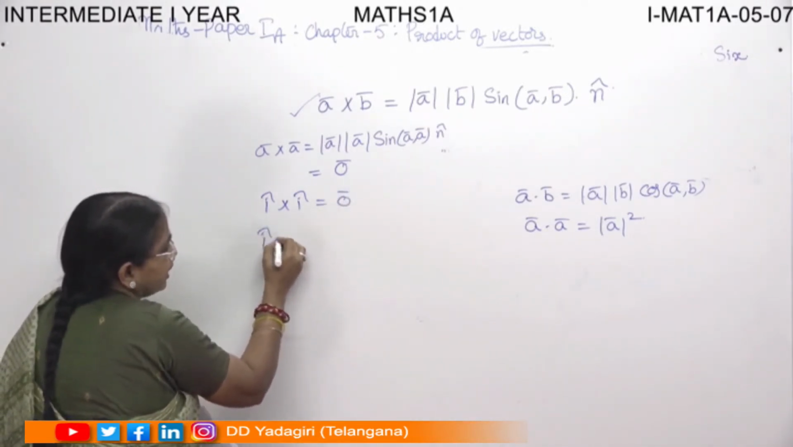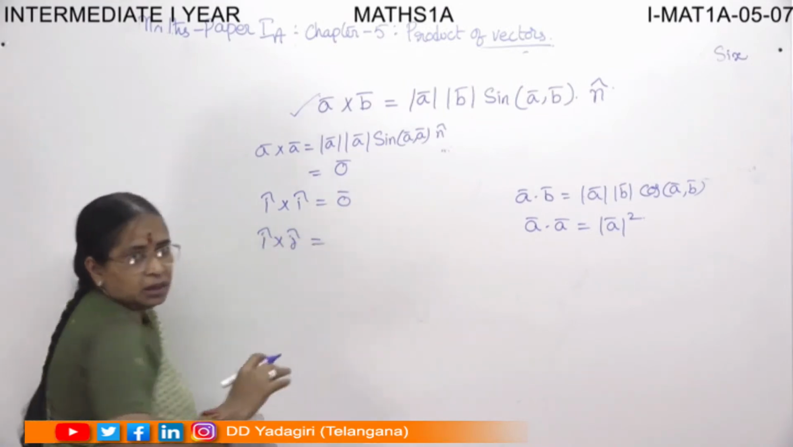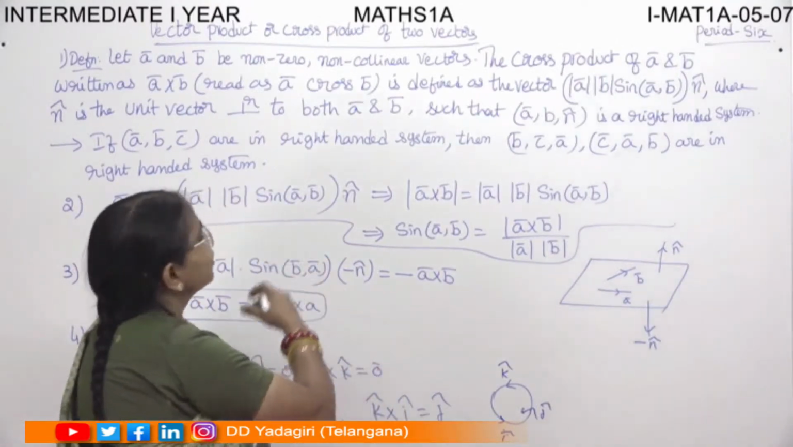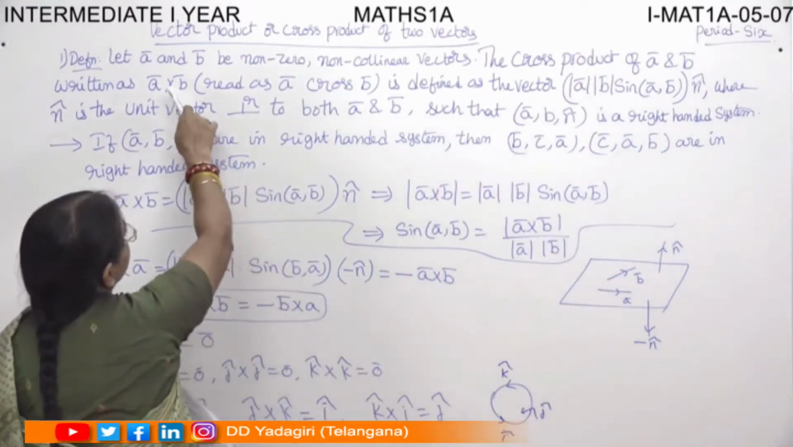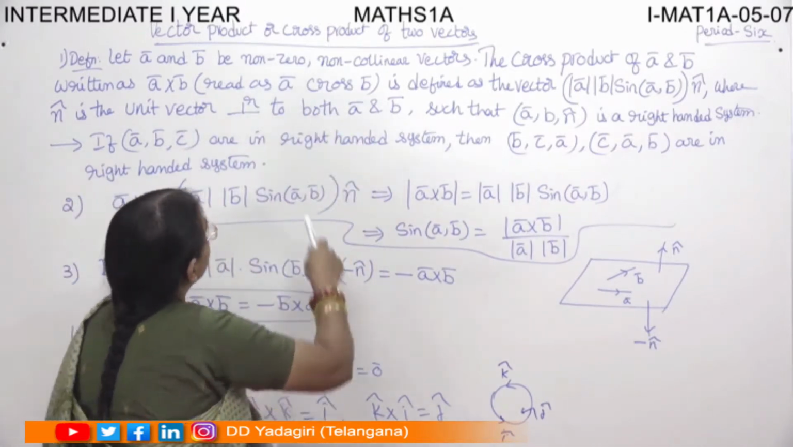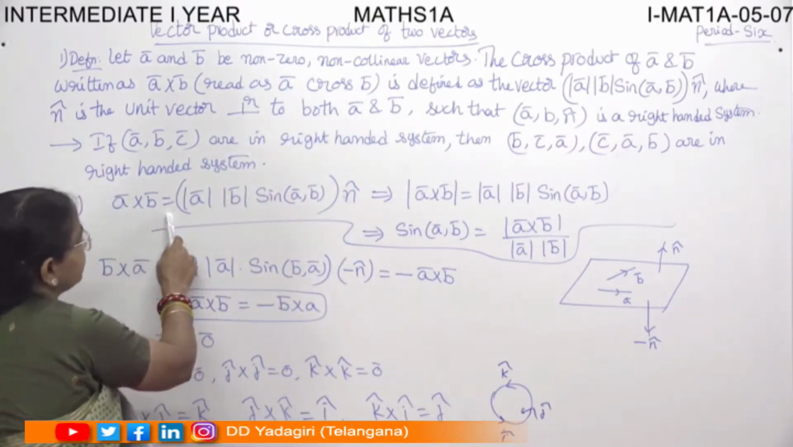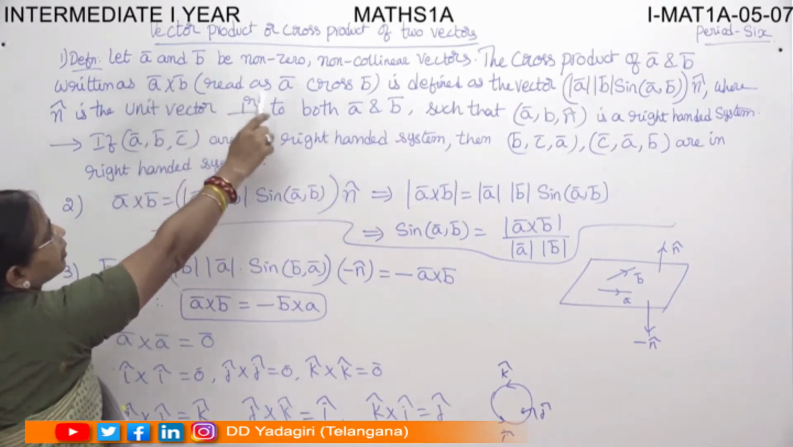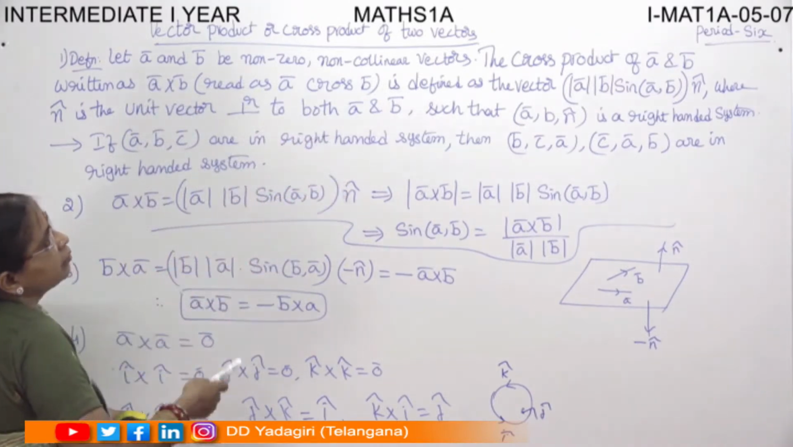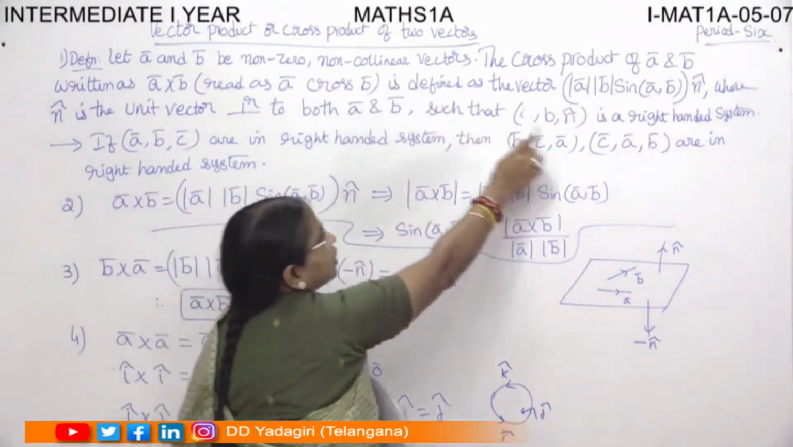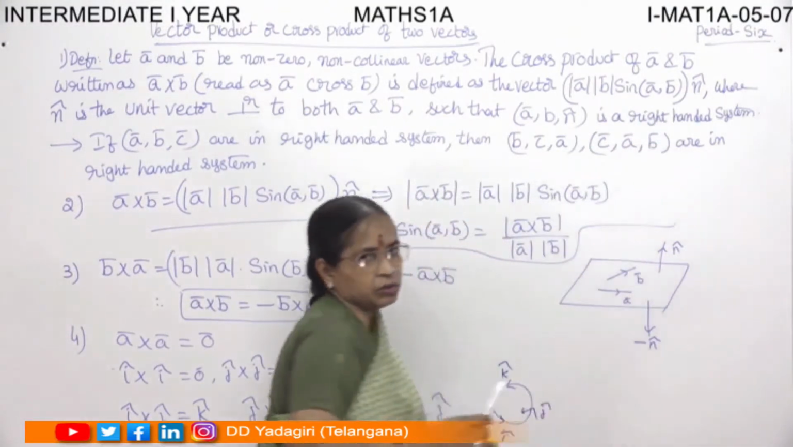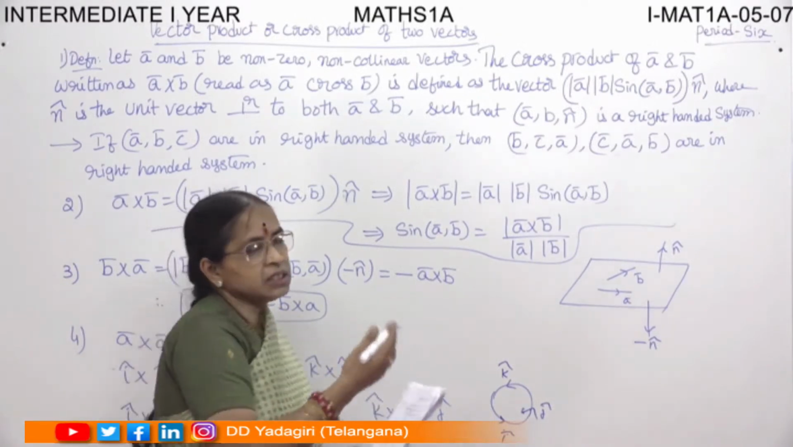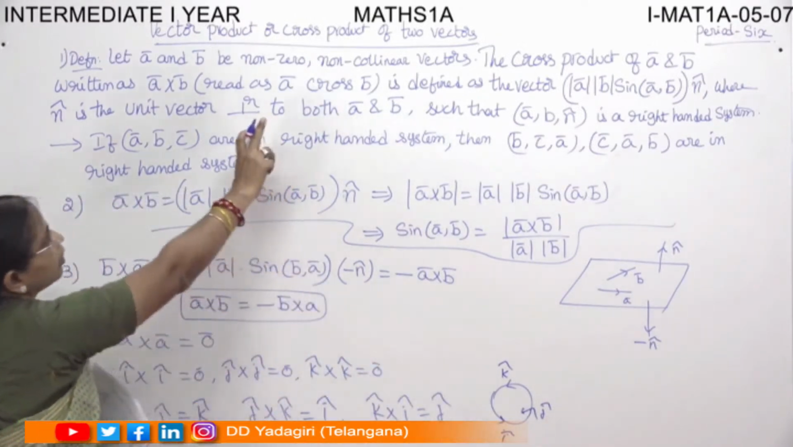Next is I cross J. We were discussing the vector product of two vectors. A and B are two non-zero vectors. Then A cross B is defined as mod A, and so on. This is the definition. A and B are two non-zero, non-collinear vectors, because if the vectors are collinear, the angle between them becomes 0. When the vectors are in the same line, the angle becomes 0, so sine 0 becomes 0. So they should be non-collinear vectors.